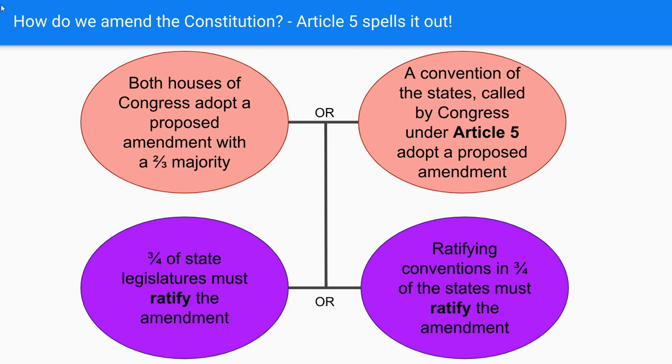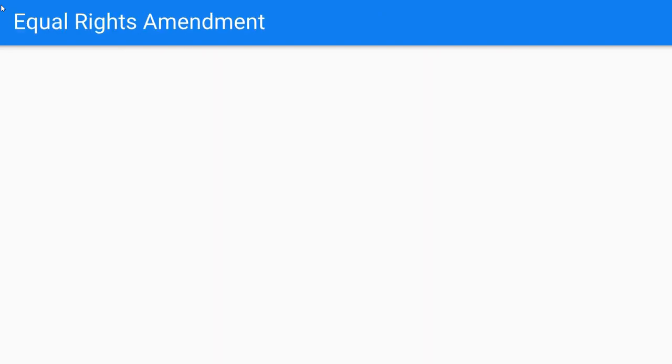You'll notice nowhere is the president mentioned. The president really doesn't have any say in the actual process of amending the Constitution. The president could support or be against an amendment, though, and could have a political influence on the process. Let's take a look at a modern example of an amendment that is in the middle of this process.